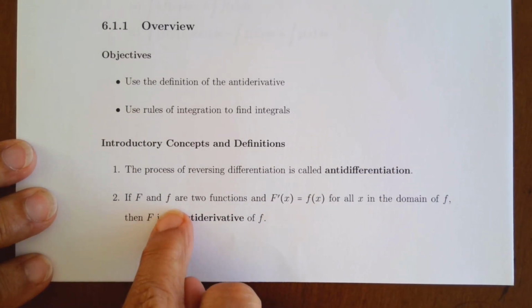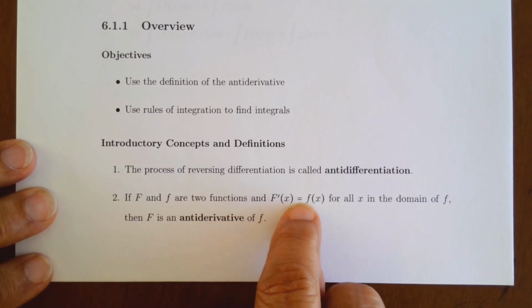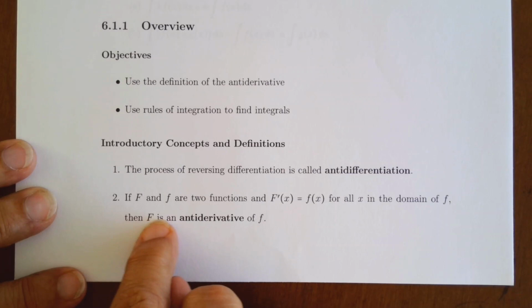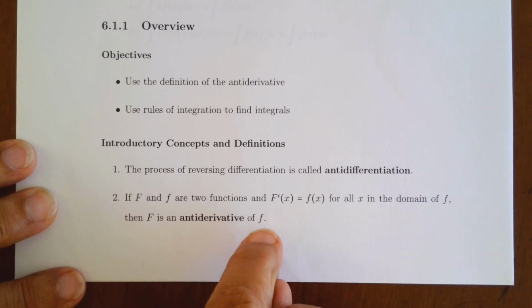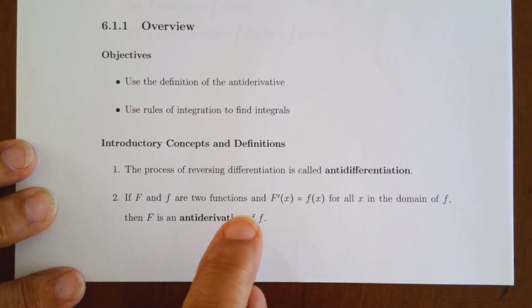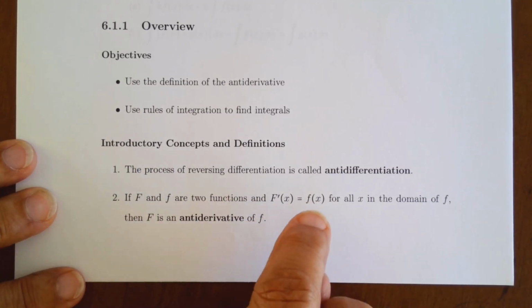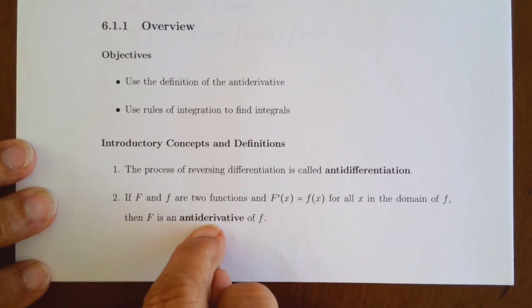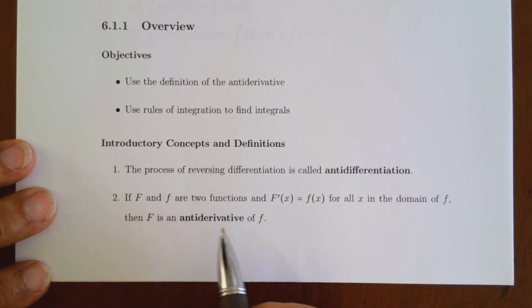So when you go backwards, you're finding what we call the antiderivative. It says if capital F and lowercase f are two functions and F prime of x is equal to the function f for all x in the domain, then capital F is the antiderivative of f. So in this notation, when you're looking for capital F of x, that would be the original function, where it is the antiderivative of f. It gets a little confusing with the letters, but as long as you know you're finding the antiderivative, you will be okay. Just try to remember that capital F is what we use for antiderivative.